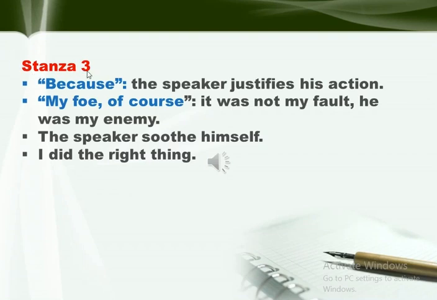In the third stanza, "I shot him dead" because it is very important for us. The word "because" shows that the speaker is trying to find a justification for his act of killing. He tries to justify his action.